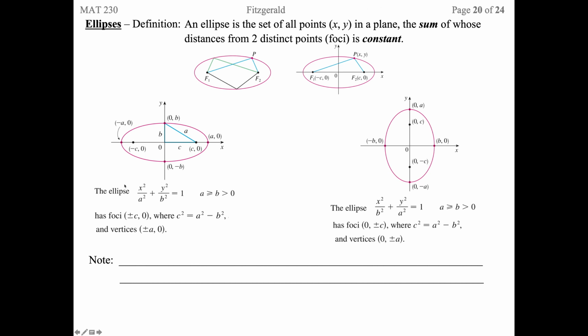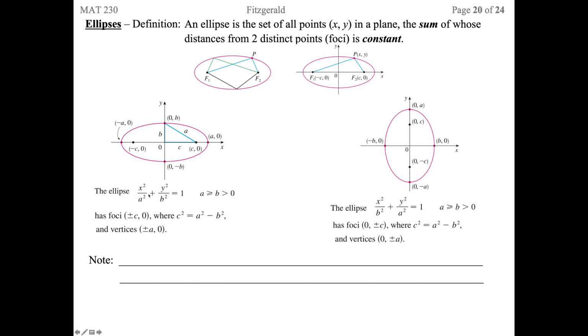Now, as it stands, these are the general forms for your ellipse when you're centered at the origin. If you look at these two here, you'll notice a distinct difference. In one case, a squared is below the x squared, b squared is below the y squared. Over here, a squared is underneath the y, b squared is underneath the x. Based on the restrictions, a is always greater than or equal to b, greater than 0. So a and b are always positive, and a is predominantly going to be bigger than b.